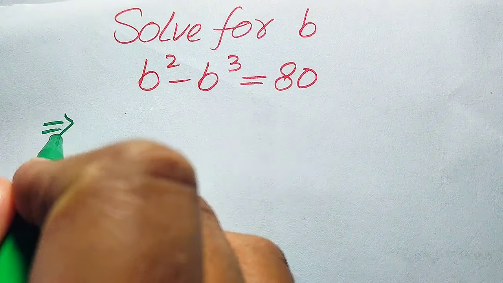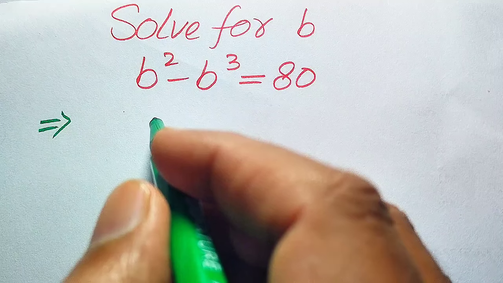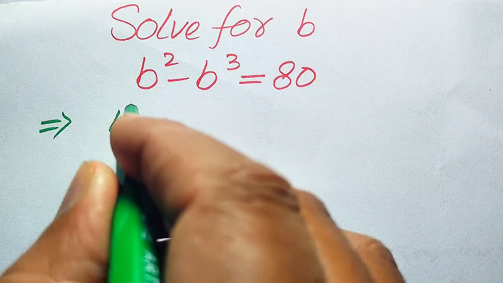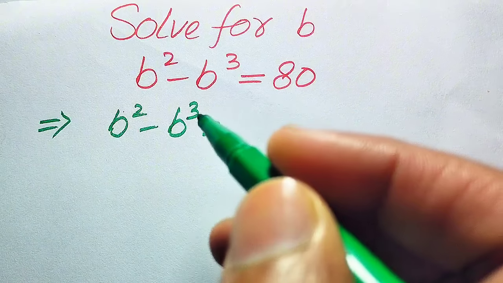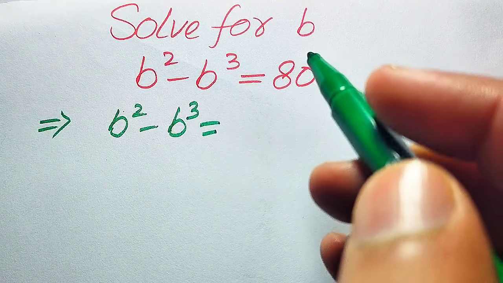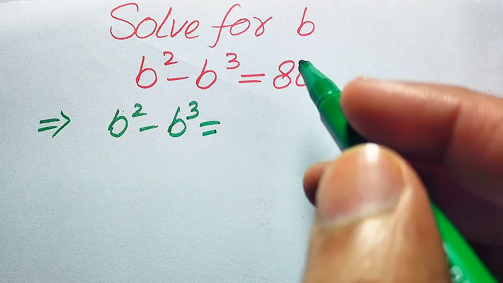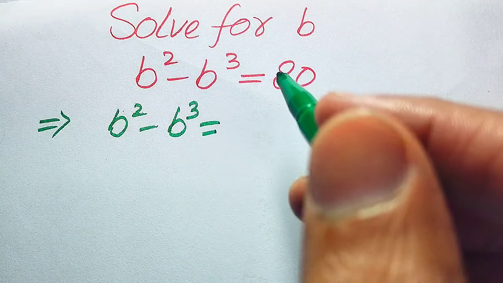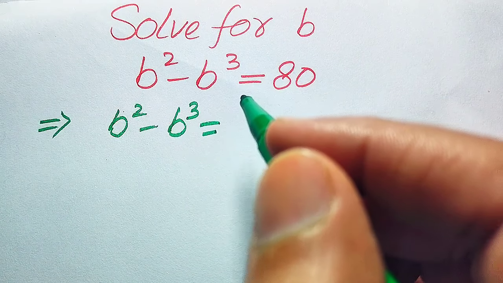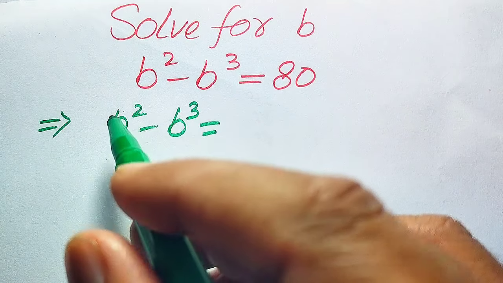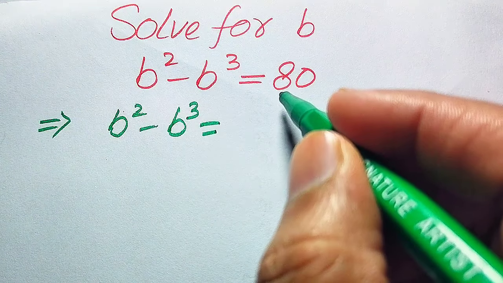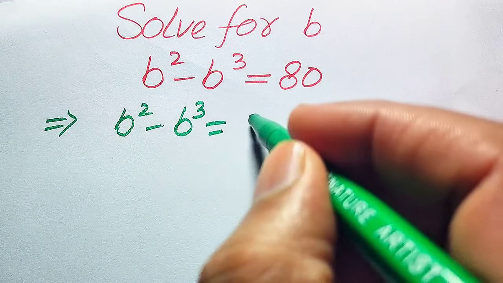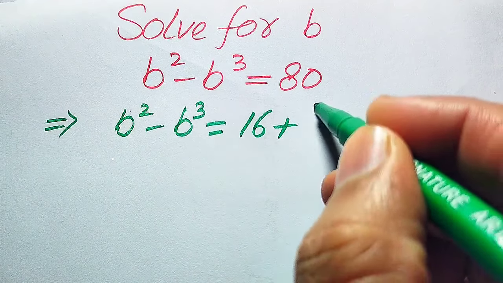So here we need to solve this problem. The very first thing we are going to do is, first you have b square minus b cubed, and now we need to focus on the right hand side. So here we convert our right hand side into the sum of those numbers in which the first number is in the squared form and the second one is in the cubic form. So the possible values of 80 are 16 plus 64.